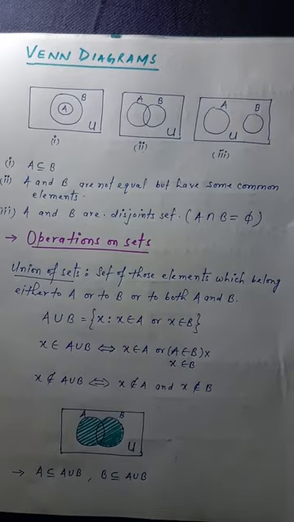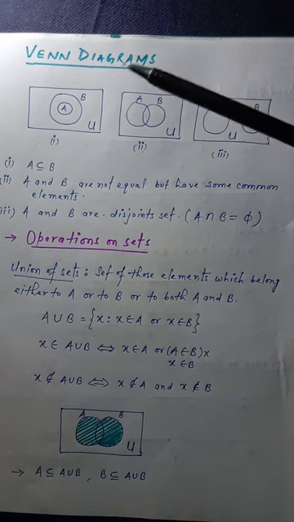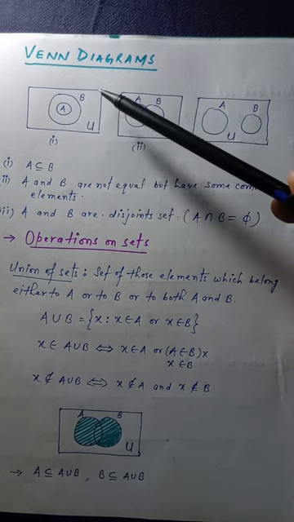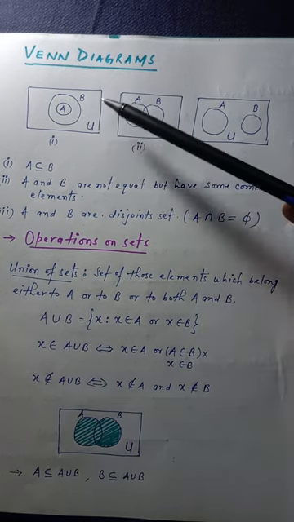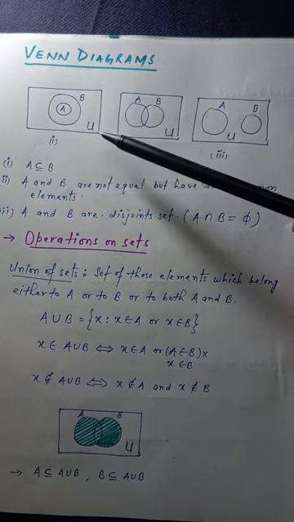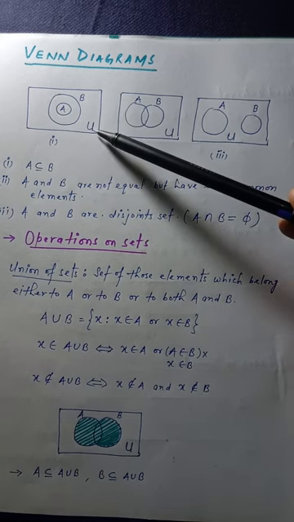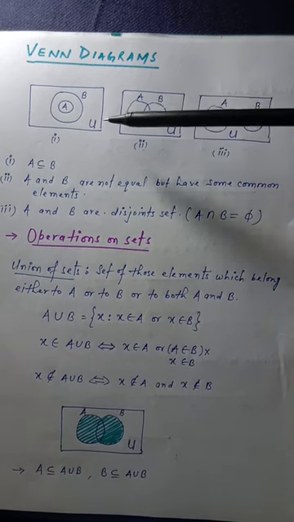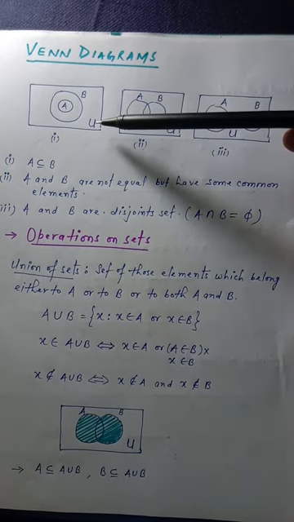Now the next important topic is the Venn diagram, and this concept is very helpful in understanding the operations of sets. Now in the Venn diagram you can see in this first diagram there are two circles. The outer circle is B and the inner circle is A, and this is a rectangle. This rectangle always represents the universal set. This is the symbol U, and it is known as the universal set.